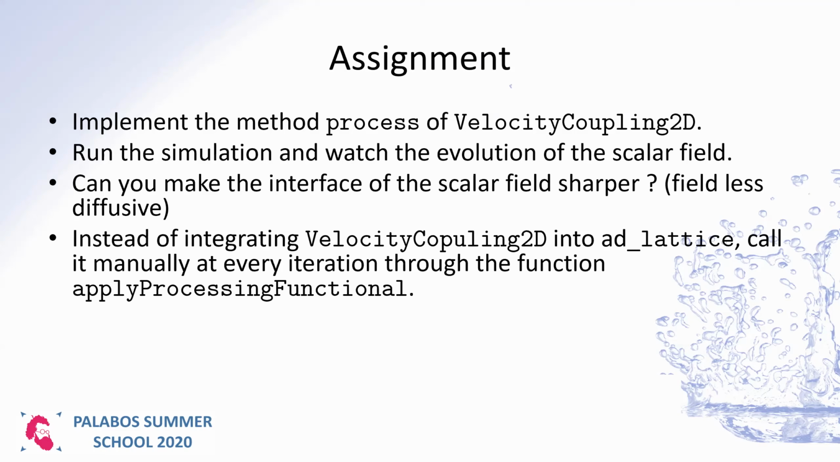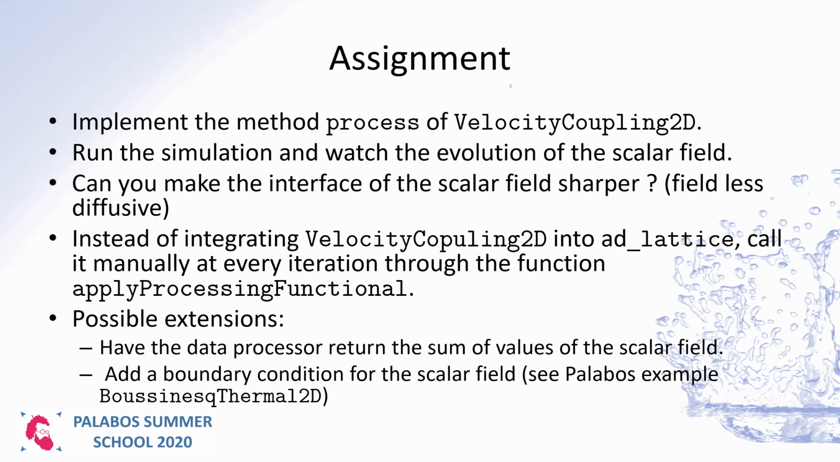Now, the mechanism for the execution of this coupling is that it was integrated into the advection diffusion lattice to be executed automatically in the collision streaming cycles of the advection diffusion lattice. Instead of that, I encourage you to replace the integrate processing function by an apply processing function, which you will manually call within the time loop of this program at every iteration. So you play with the two available mechanisms. And that's the end of the exercise.